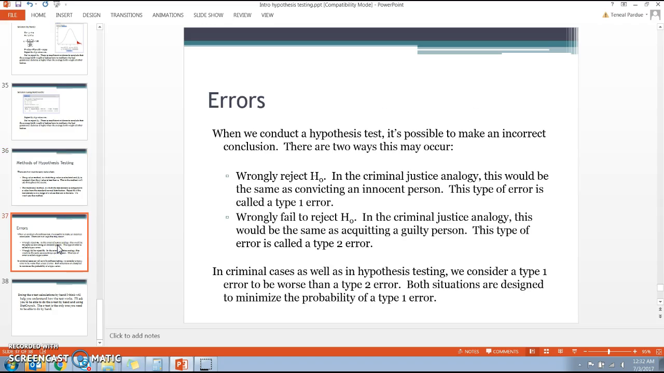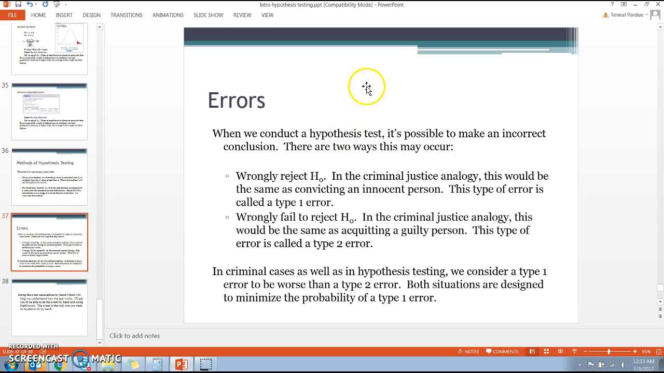I need to mention a thing that comes up with hypothesis testing, and that's possible errors in the conclusion. And I don't mean that you would make an error in a conclusion. I mean it's possible for a hypothesis test to be wrong. Well, let me show you. So, in a criminal justice case, sometimes the jury might make a mistake. They might wrongly convict somebody.